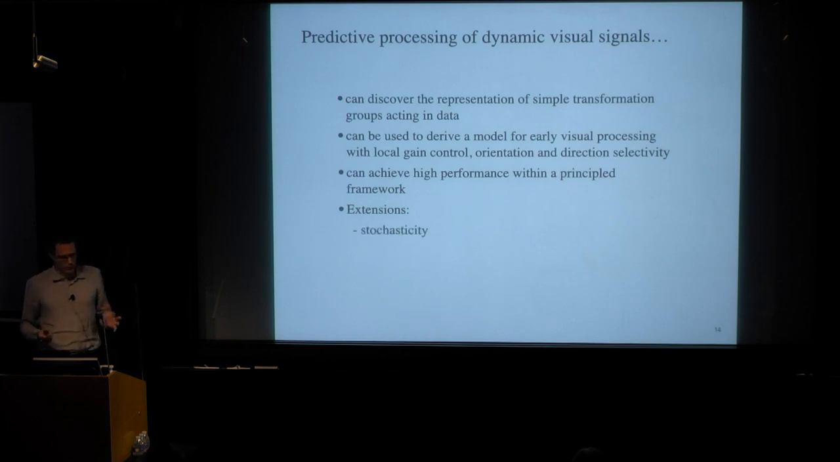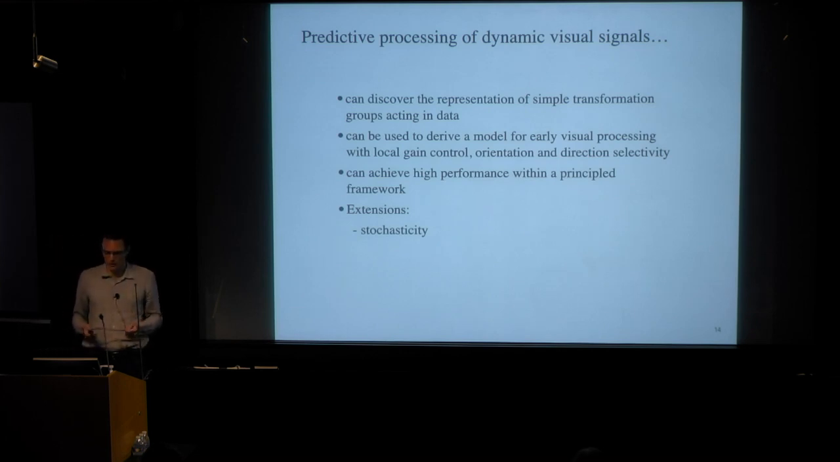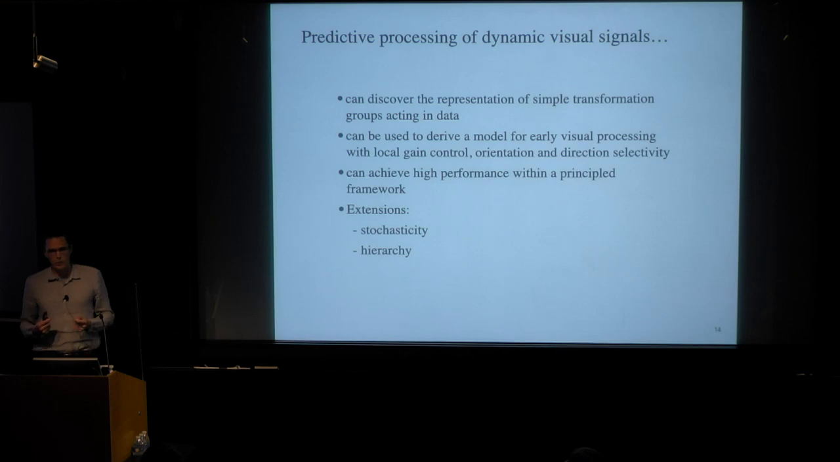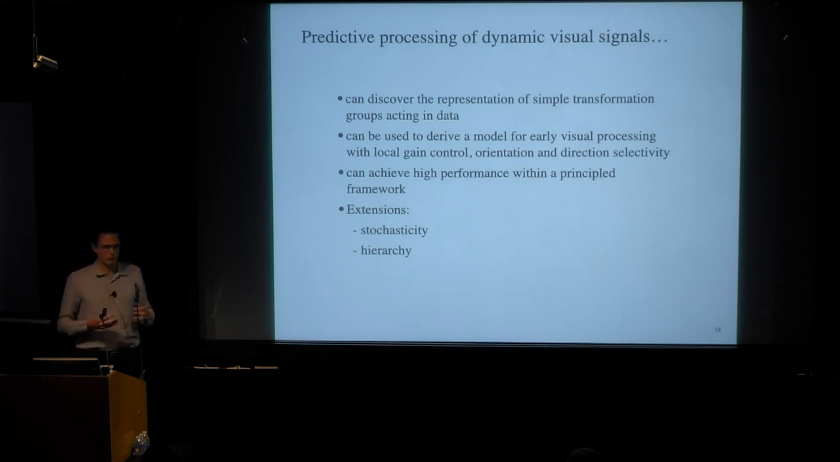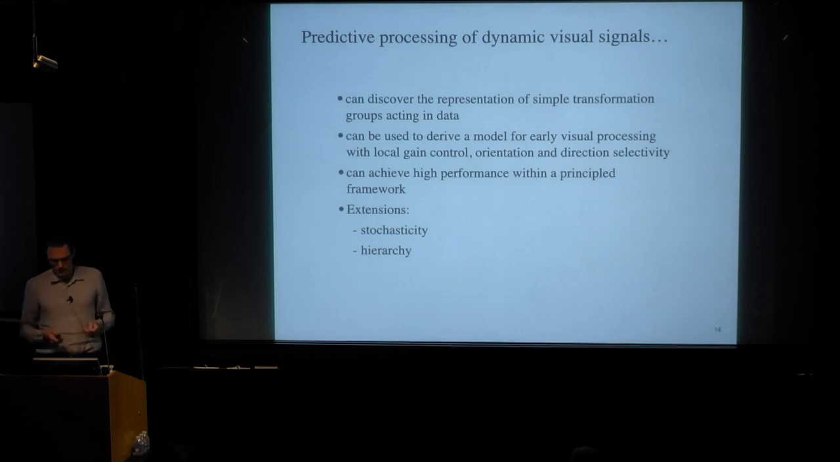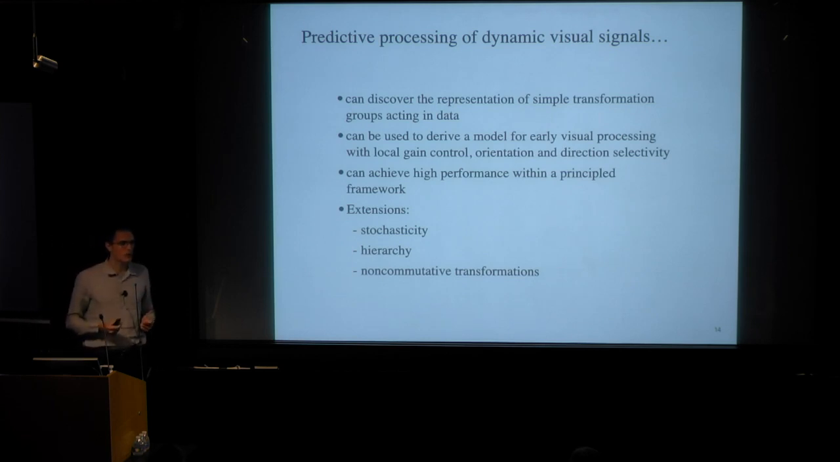One of them is stochasticity, so making predictions beyond the mean and taking into account noise and uncertainty. Another one is stacking this architecture. Following on what Bruno was telling you, you could do a scattering-like version of this model, and it gives interesting results. More importantly, I think, is the idea of tackling the non-commutative transformations.